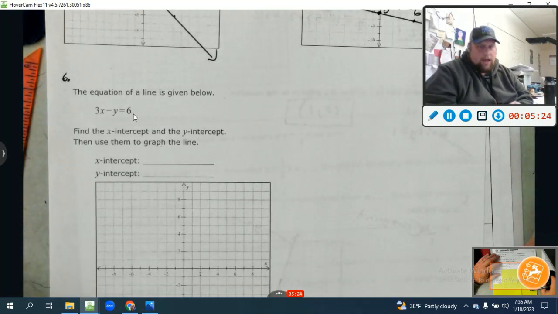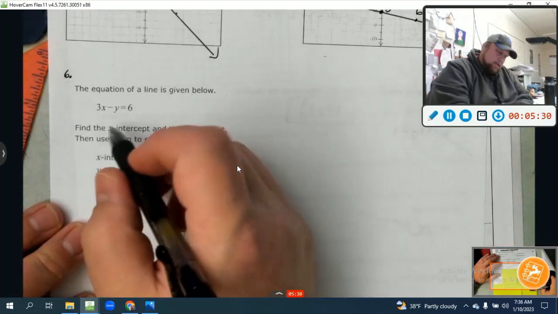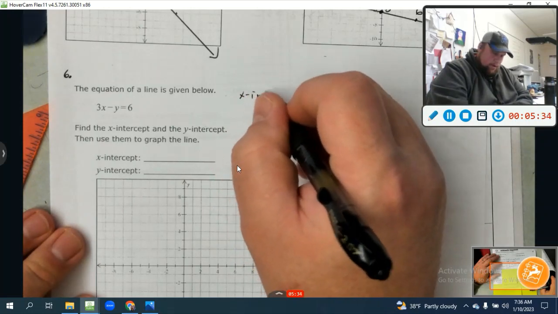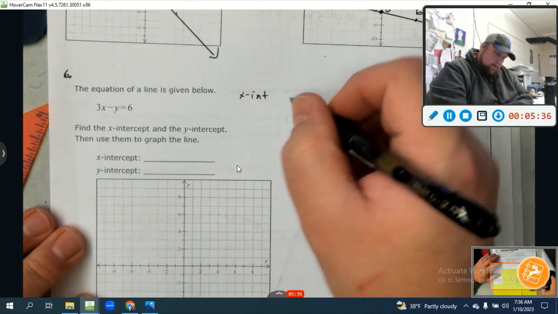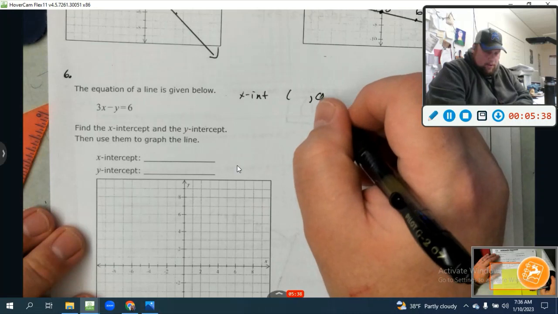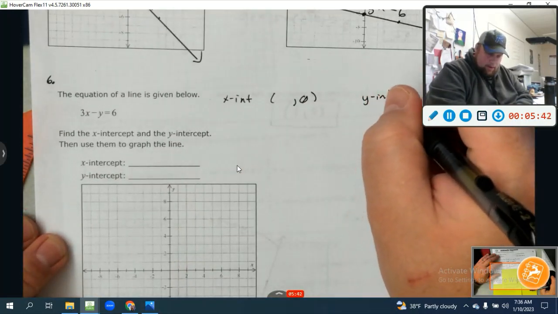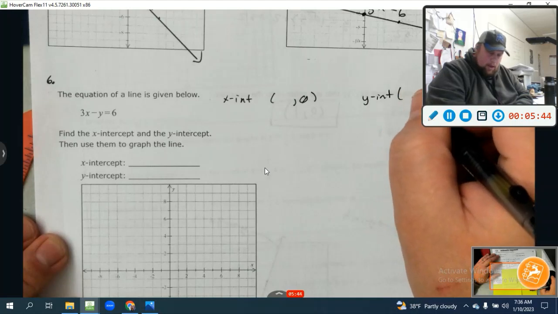The equation of a line is given below: 3x minus y equals 6. You find the x-intercepts and the y-intercepts and use them to graph the line. Okay, x and y-intercepts. I know there's an x-intercept where my y is 0, right? And there's going to be a y-intercept where my x is 0.